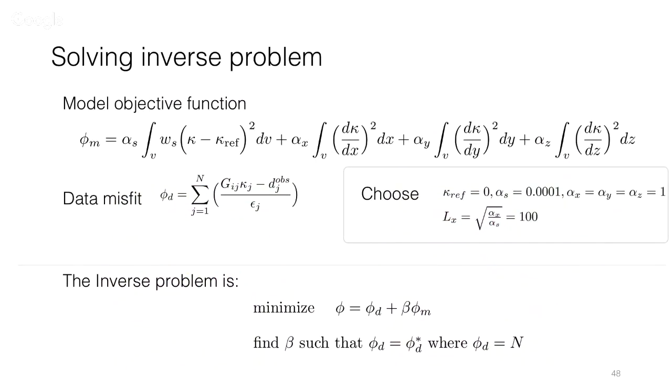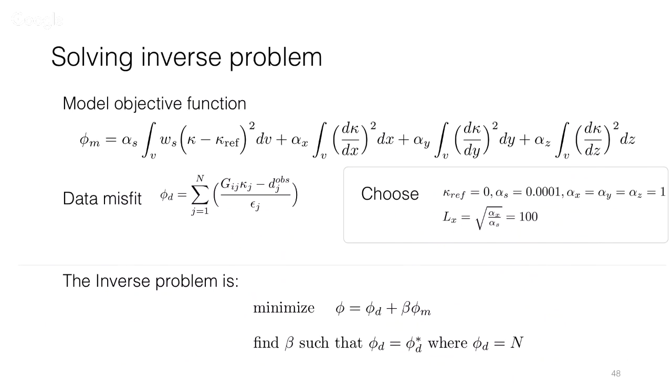Now this should start feeling pretty familiar, right? We've got a reference model, which in this case, the background is probably going to be 0. We've got these smallness, smoothness X, Y, and Z terms. We've got these different coefficients, and we've got potential weightings in here. We've got a data misfit that looks like this. And because of the scale size of our cell body, Lx should probably be about 100.